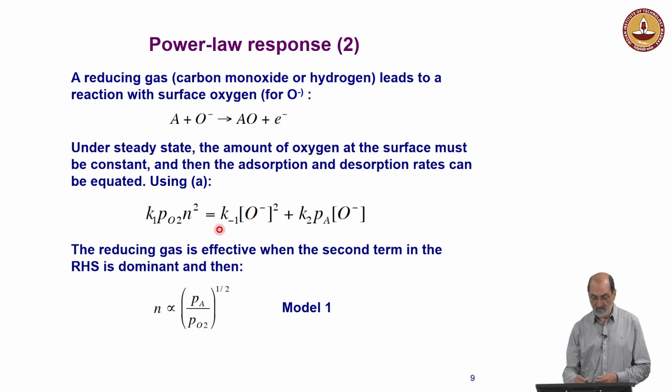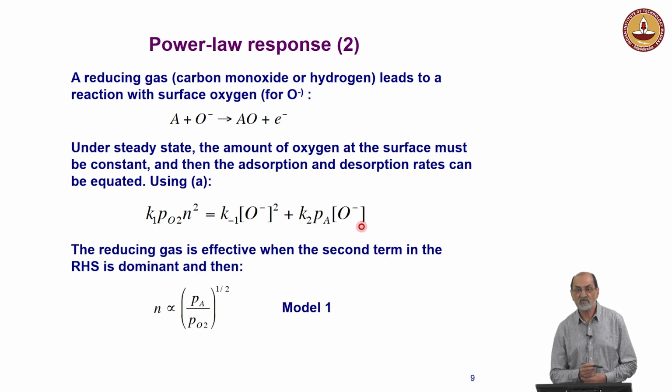So in principle, we can say that this is practically 0. It's not relevant. And then this term becomes equal to this term, and we can find the value of the electron density. Essentially it's proportional to the pressure of the reducing gas divided by the pressure of the oxygen gas, assuming, as we said before, that the amount of charge at the surface is practically constant.